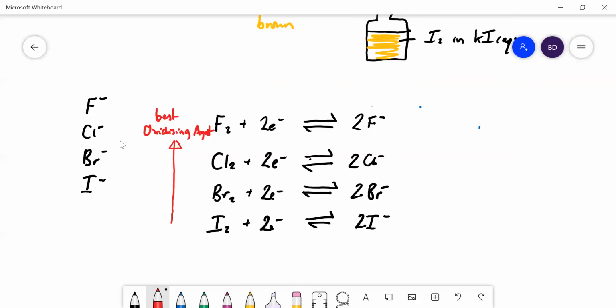Now on this side, these ions are all potential reducing agents. Why is that? Because they have some tendency to give away electrons. And as we've seen, fluoride ions have virtually no tendency to give away electrons, so they're very poor reducing agents. Iodide ions, on the other hand, have a reasonable tendency to do that, so they are not bad as reducing agents. It's not that strong. So I'm going to draw a blue arrow here and say best reducing agent.